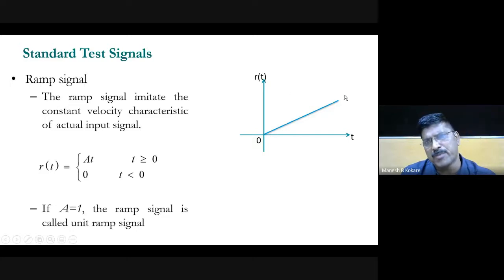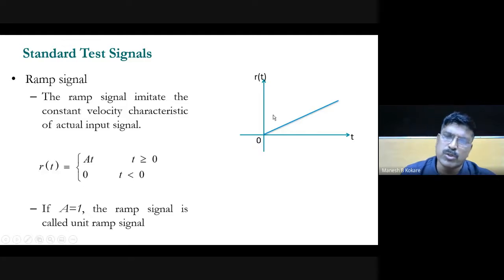See that this is the ramp signal. Your x-axis is t, the y-axis is r(t), and the ramp signal imitates the constant velocity characteristic of the actual input signal. Now see that this signal keeps increasing, and basically there is a constant velocity. If you calculate the velocity, it will always be constant.